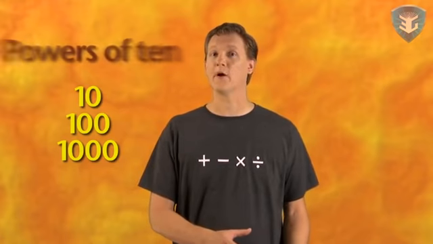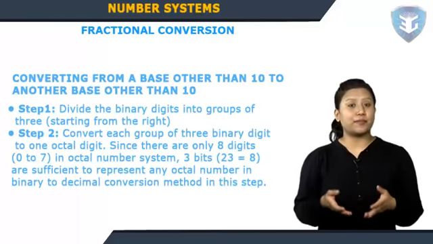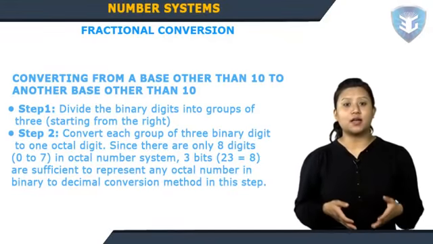Okay, so far all of the fractions that we've converted to decimal numbers and vice versa have bottom numbers like 10, 100, or 1,000. Those fractions are easy to convert because our number system is based on powers of 10. Now, converting from a base other than 10 to another base other than 10.